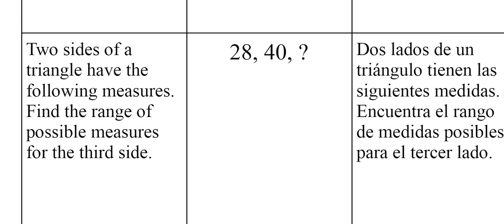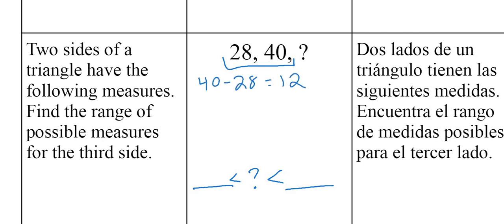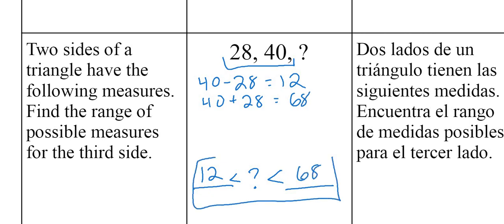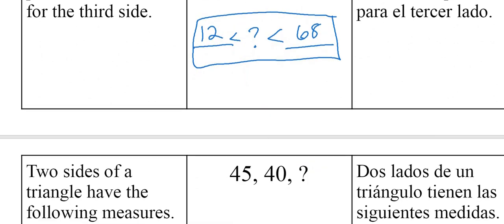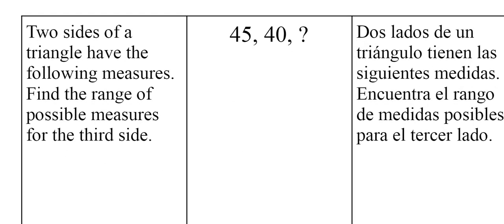Just a couple more here. The difference of the first two should be less than my question mark, which should be less than the sum of the first two. Okay, the difference, 40 minus 28 is 12, and 40 plus 28 is 68, and there's my inequality. 12 is less than the length of the third side, which is less than 68. Just a few more.